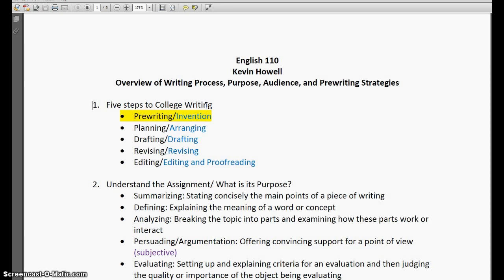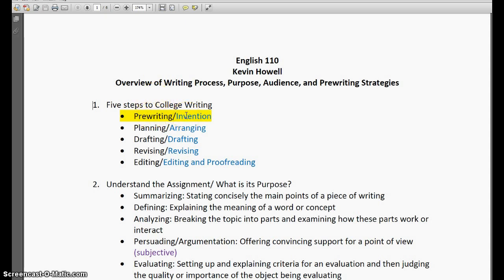What are the steps? If you've noticed, I have a column here in black and then I have a column here in blue. The column in black is what I normally call the steps of the process, and then in blue is what the book refers to them as. If I use the terms interchangeably, just know that they mean the same thing. So I call it pre-writing, your book will call it invention.